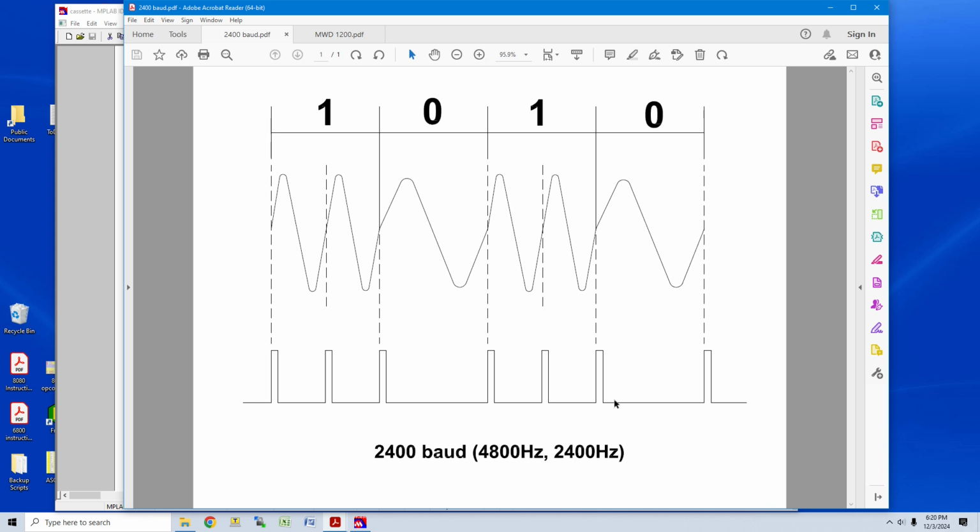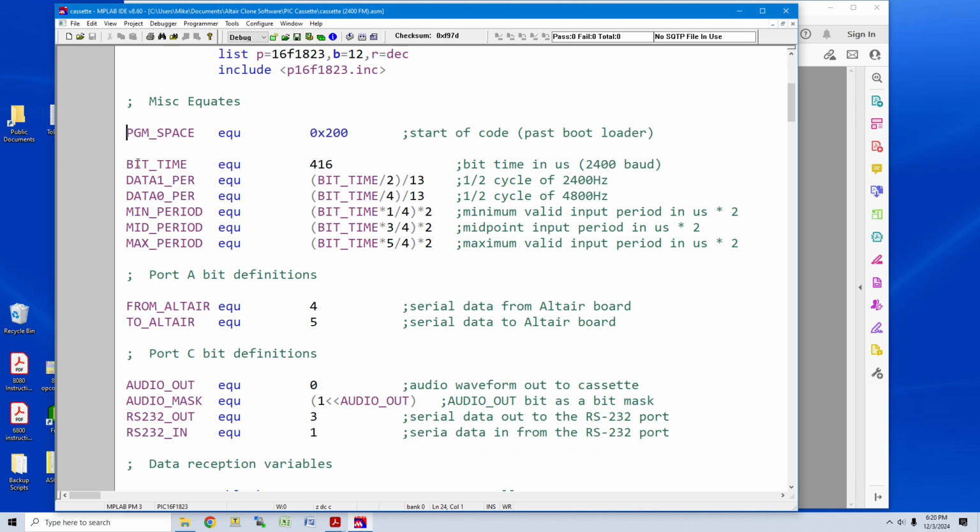So this is actually very, very easy to try. Come over here to the code real quick. I have an equate called bit time. Originally at 1200 baud, the bit time was 832 microseconds. All I had to do was drop that in half to 416 microseconds, and now we're running at 2400 baud. I went ahead and ran this, and it worked great. No problems, the reliability seemed very, very good. So, pretty easy step to get us to 2400.